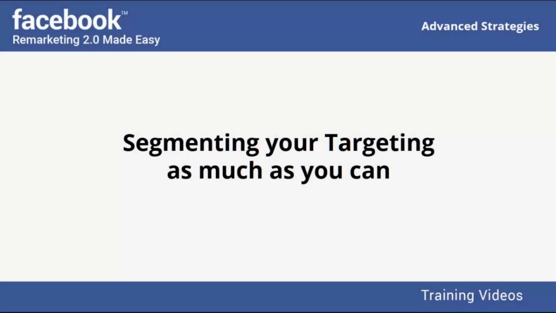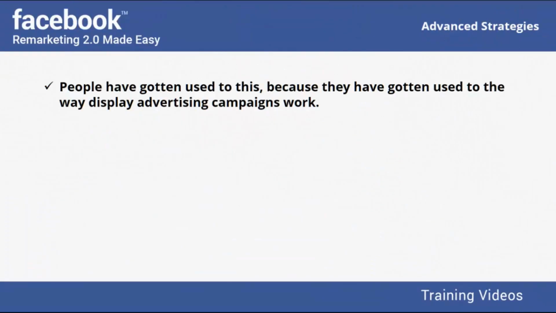Segmenting your targeting as much as you can. One of the greatest mistakes people and businesses make when doing remarketing is they gravitate towards remarketing to the largest number of people possible. In other words, they're trying to reach too many people to see who bites and who doesn't. People have gotten used to this because they have gotten used to the way display advertising campaigns work, where you don't have too much control over who you target and who you don't.